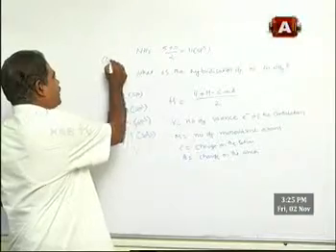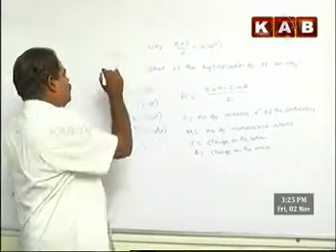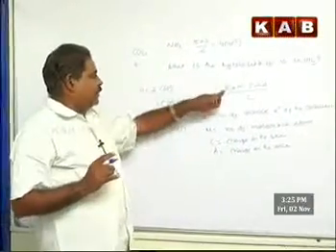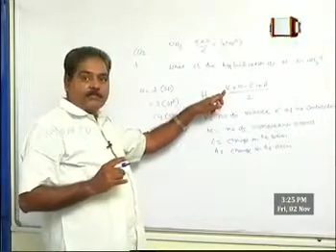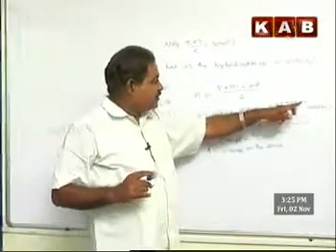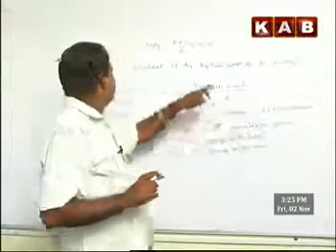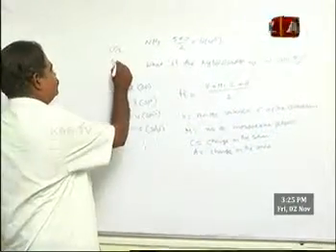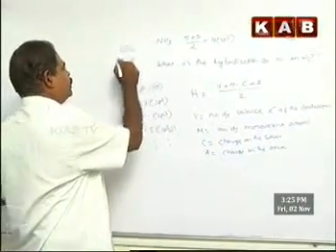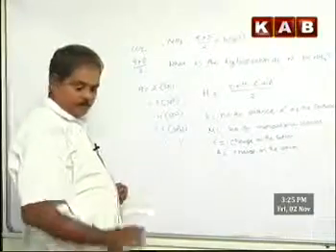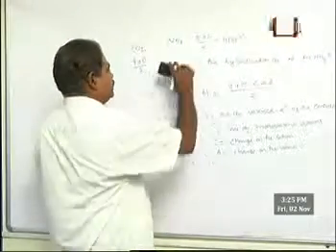CO2, carbon dioxide. It is 4. What is this 4? Valence electrons of carbon. We have to write the valence electrons of the central atom. So 4 plus 0 by 2. Why am I putting a 0? Oxygens are ignored. You need not worry about oxygens.